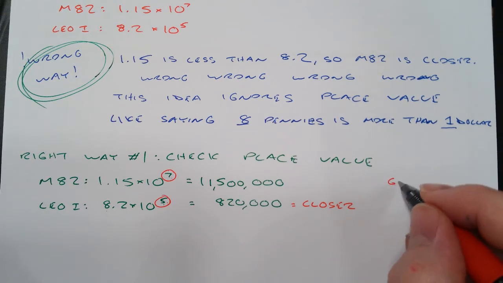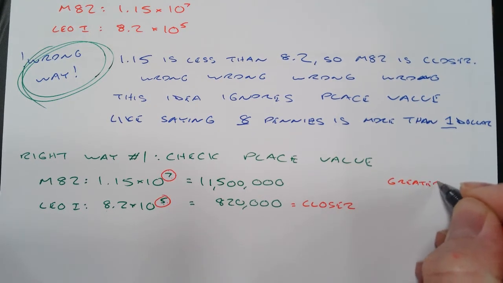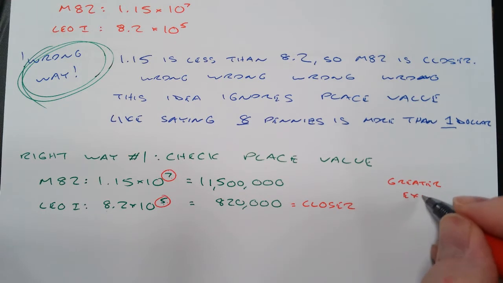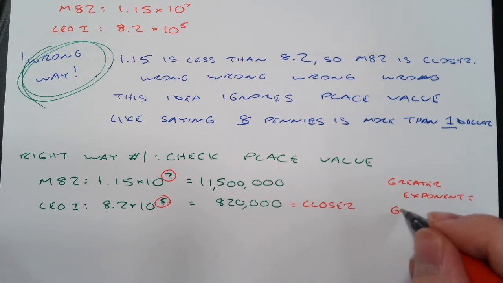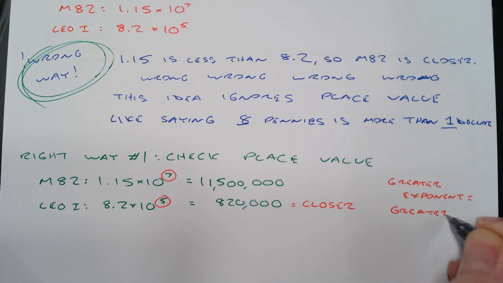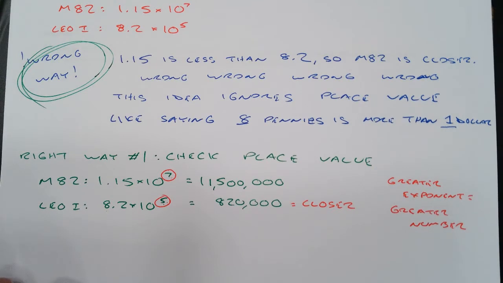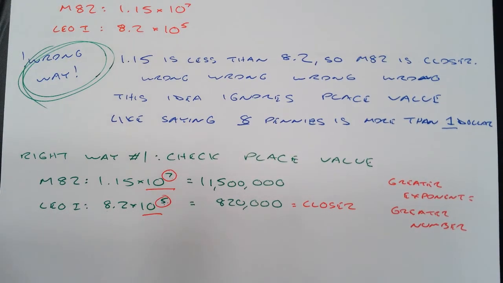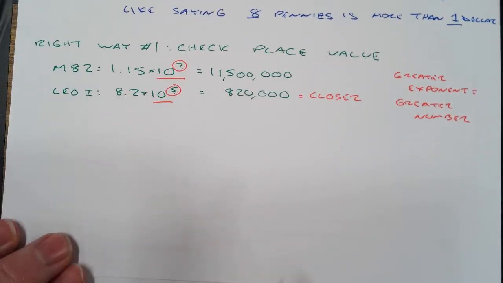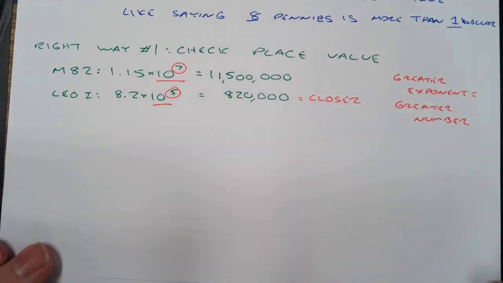Always remember, a greater exponent means a greater number. The opposite is also true. A lesser exponent is a lesser number. So that's right way number 1, by paying attention to the place values. There is another way you could do this.